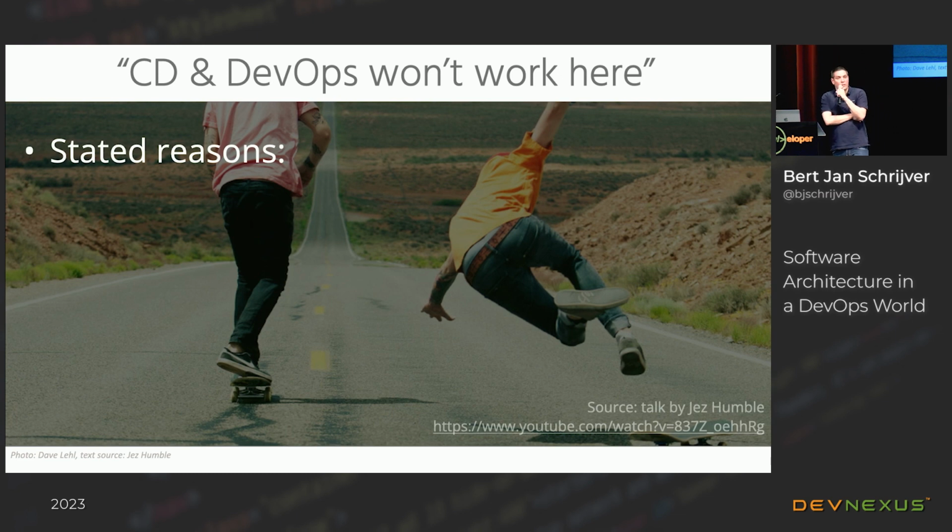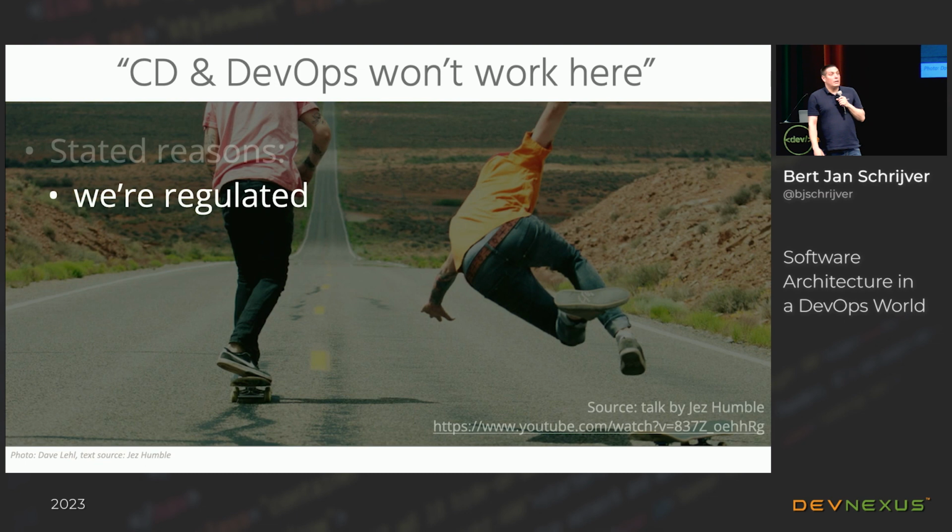And he said that reasons that people state why continuous delivery or DevOps doesn't work are, we are regulated, so we cannot do automated deployments. Well, Amazon is regulated and they do a gazillion deployments per day. That's probably even an accurate number.